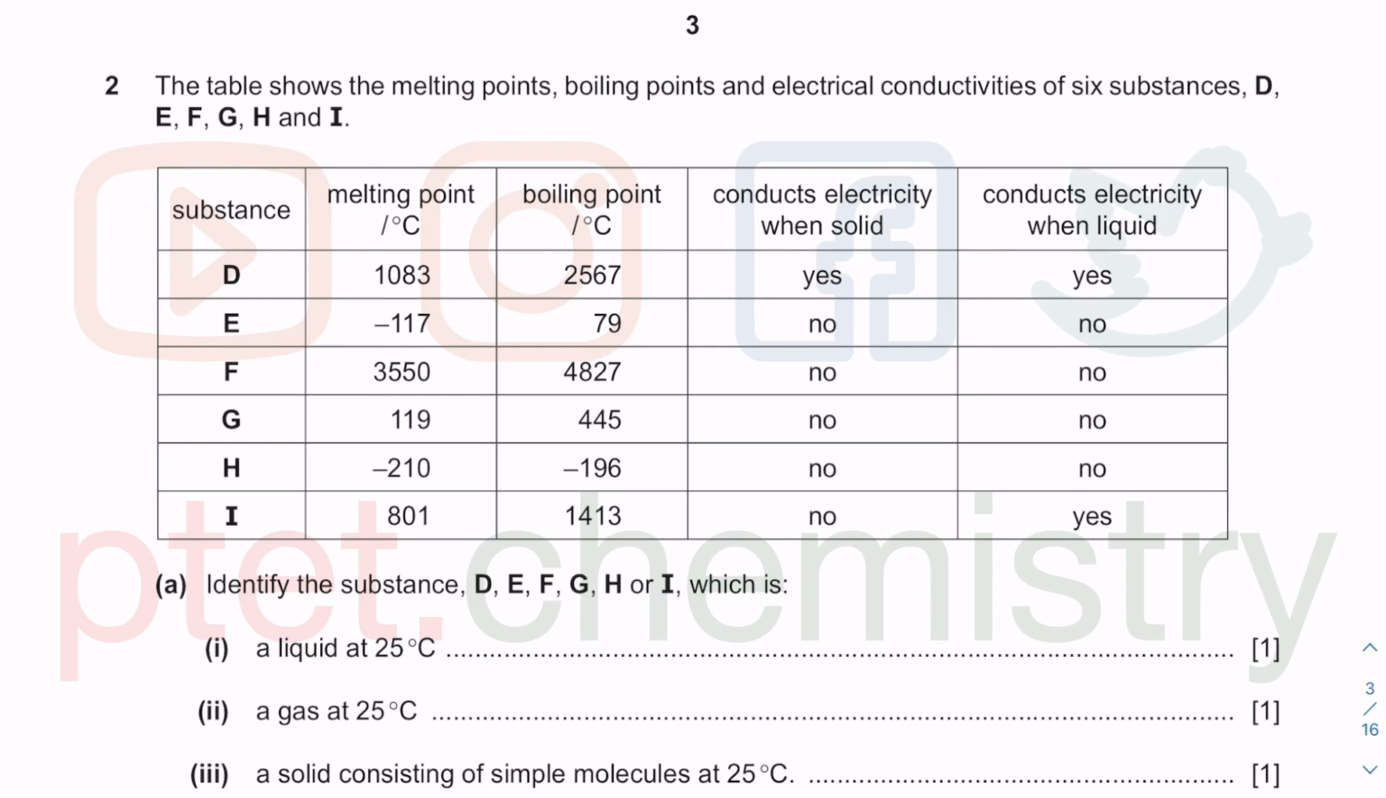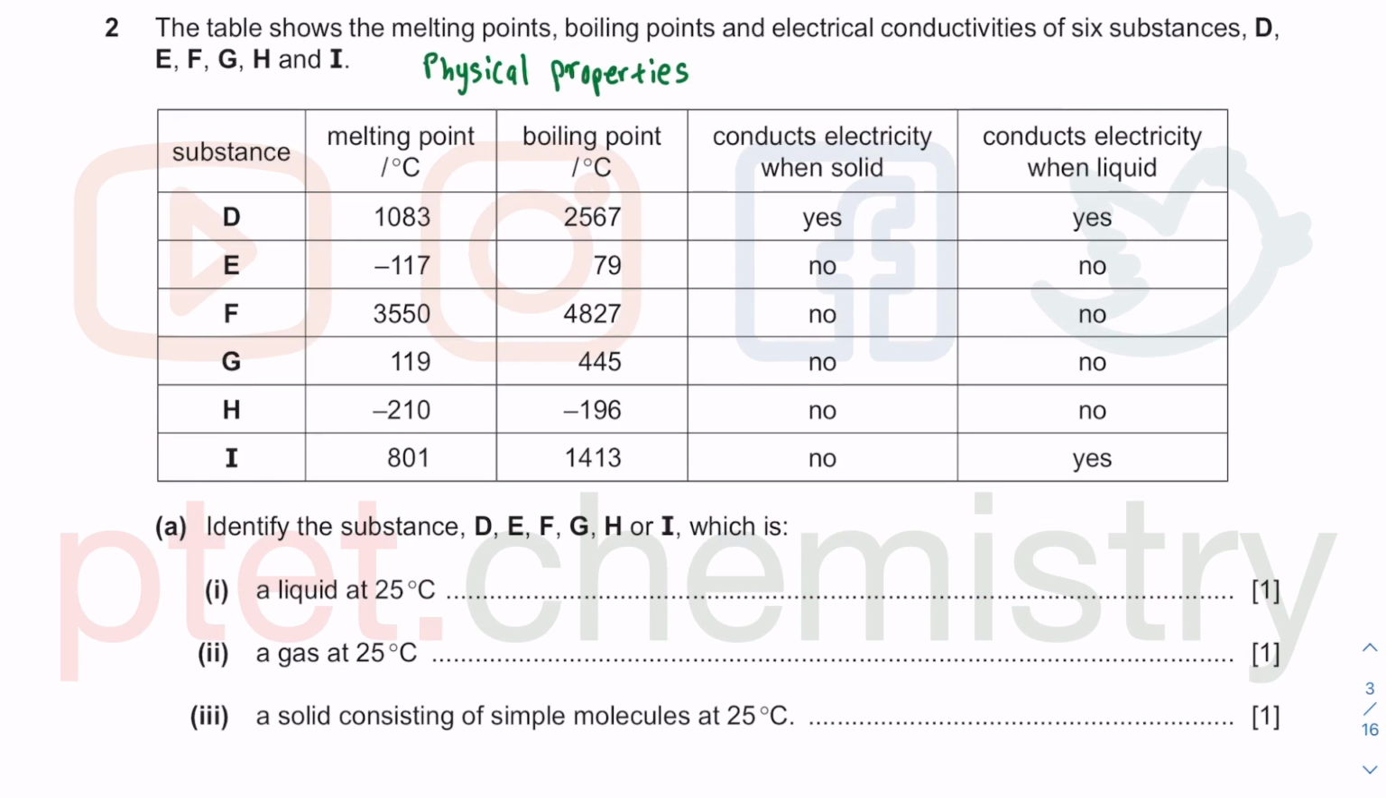In this question number 2, we have a series of melting points, boiling points, as well as electrical conductivity. These are what you call collectively physical properties. It's got nothing to do with their chemical reactivity. So these are not chemical properties, these are physical properties.